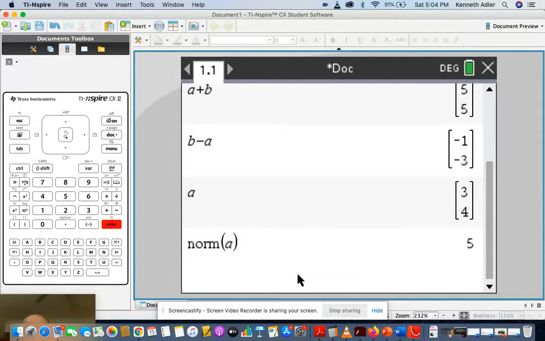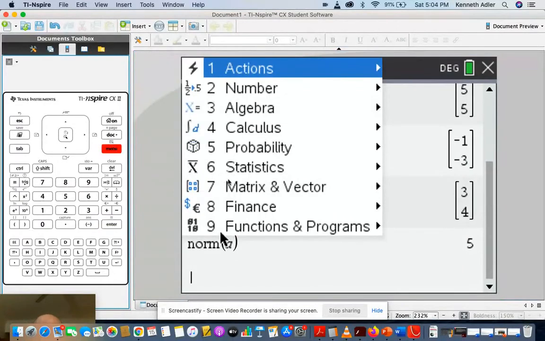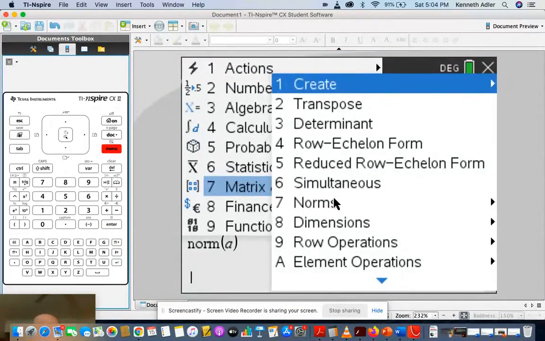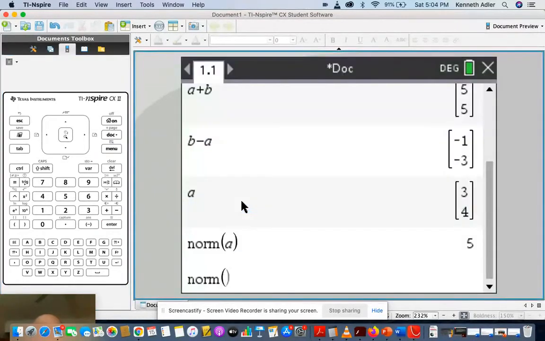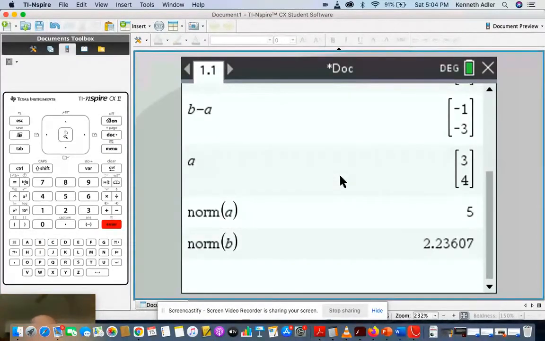So that's how you find the magnitude of a vector. Once again, let's do it for B. Menu, matrix vector, number 7 is norms. We're going to find the norm of B. B was 2, 1, so we know it's radical 5, which is 2.236. That's the square root of 5. So that's how you find the norm.